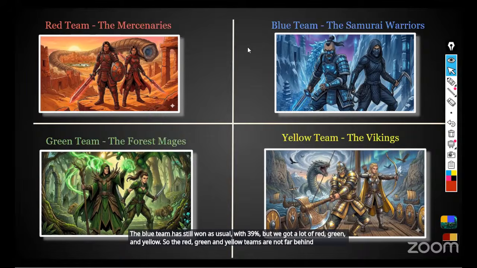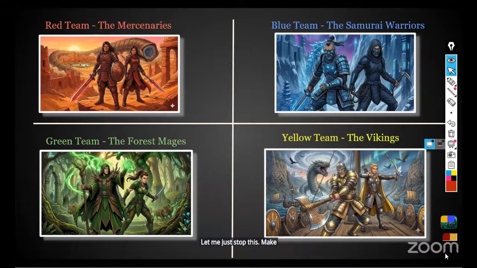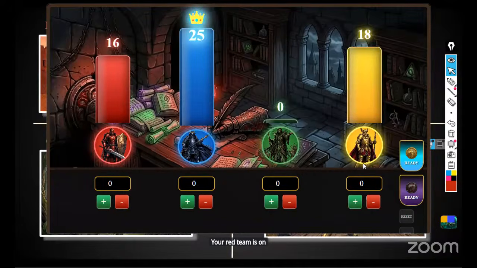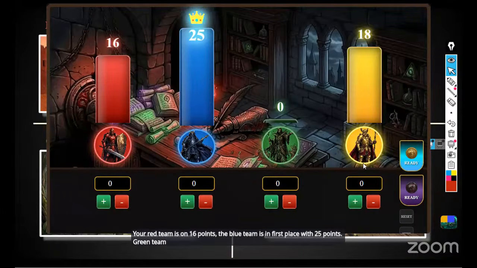All right. So let me just stop it. Make sure you remember which team you're on. And in case you forgot, guys, this was the scores we left yesterday's class with. Your red team is on 16 points. The blue team is in first place with 25 points. Green team, my team, 0 points. And the yellow team, 18 points. Okay? So that's the standings at the moment.